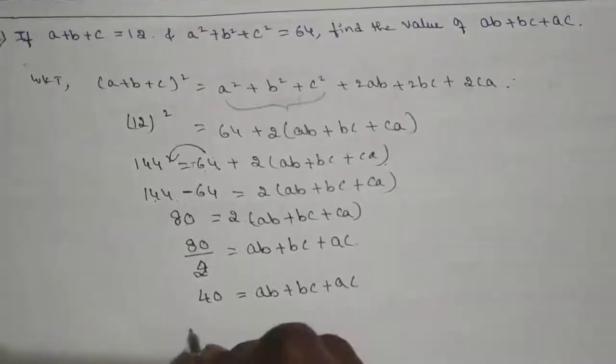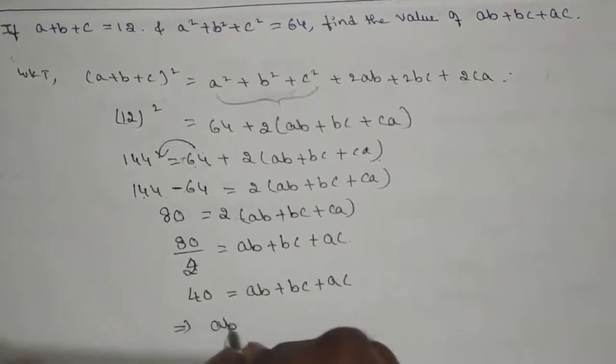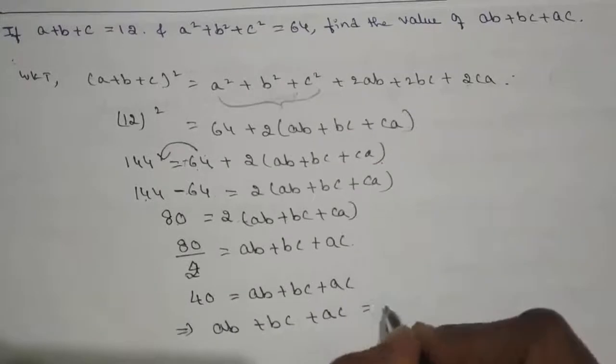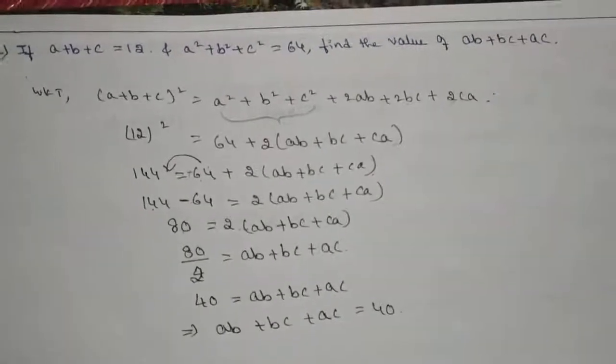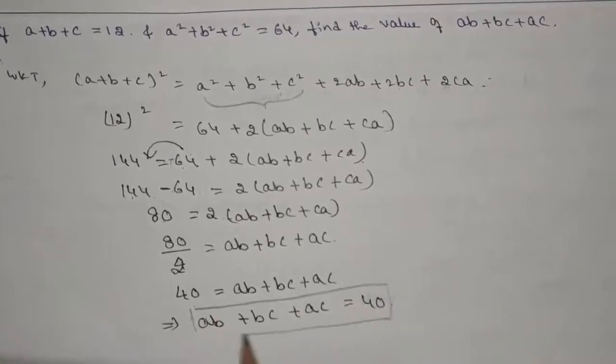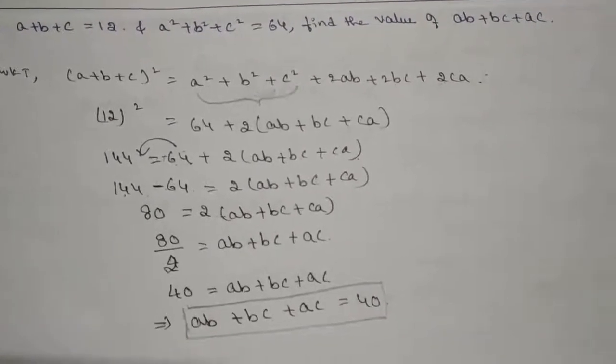This is what was asked. It can be written as ab plus bc plus ca or ac equal to 40. So this is only what was asked in the question: find the value of ab plus bc plus ac.